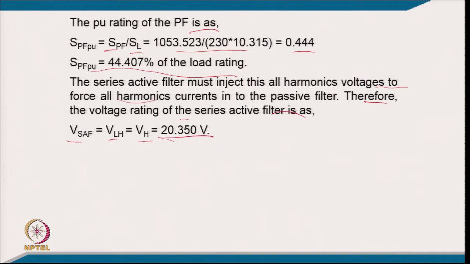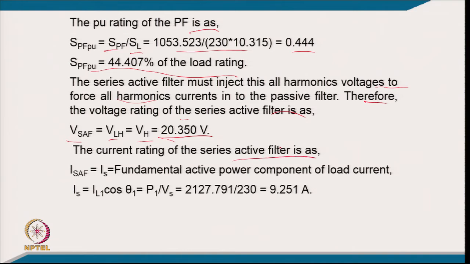So, that is 20.35, and the current rating of the series active filter is the same as the supply current fundamental active power component. So, that is calculated as P1 upon Vs. So, it comes to 9.251 ampere.